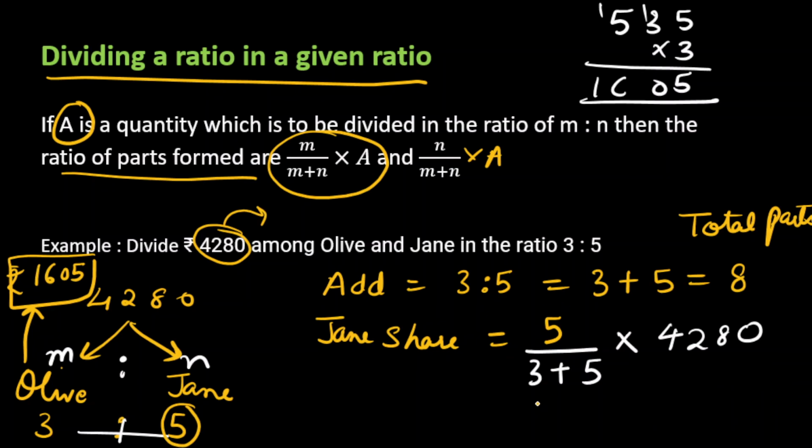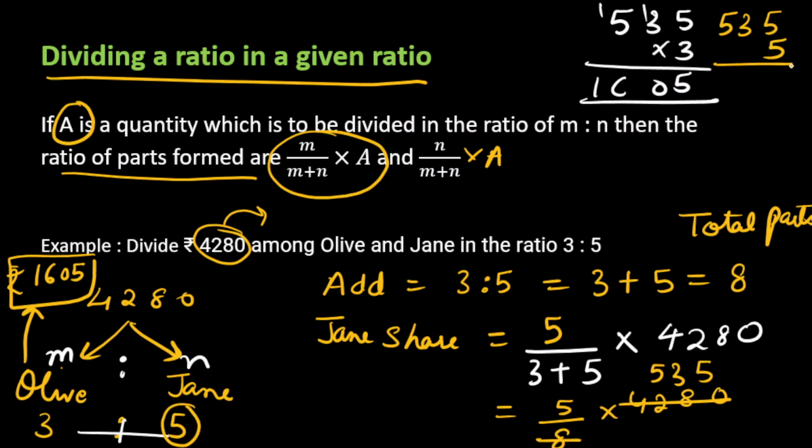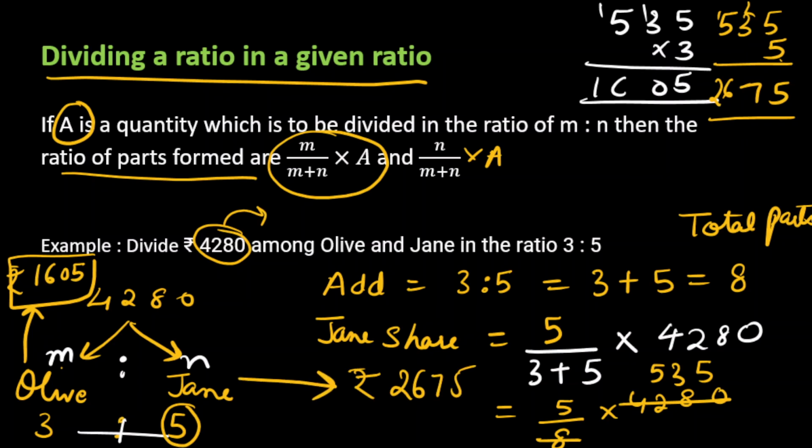So 5 divided by 3 plus 5. So that means total ratio, total parts of the ratio. So 5 by 8 into 4280. We can do cancellation here. So we'll get 535. Then 5 into 535 we can multiply. 535 into 5. So 5 into 5, 25, 15, 16, 17. So this will get 2675. So this is Jane's share.